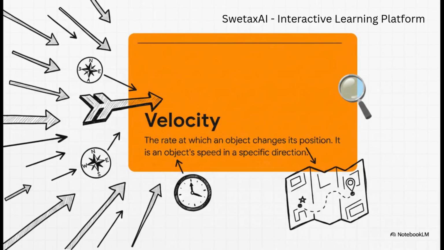But here's the thing. Speed is only half the story. To be really precise, we need velocity. I like to think of it as speed's smarter, more detailed cousin. It doesn't just tell you how fast you're moving, it tells you where you're going. It's basically speed with a built-in GPS.